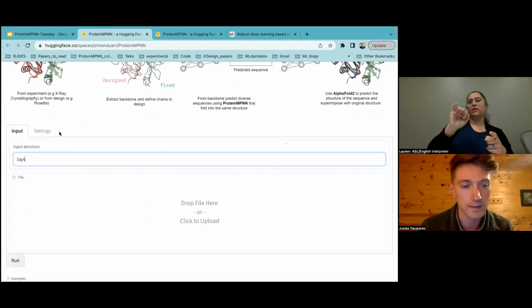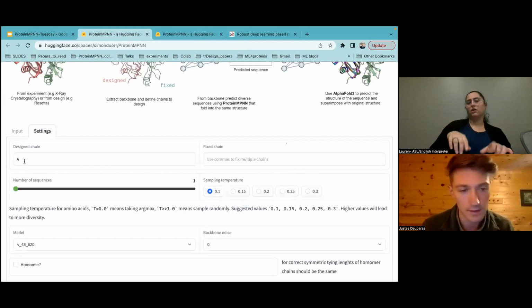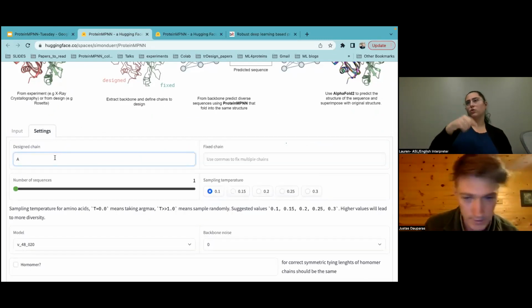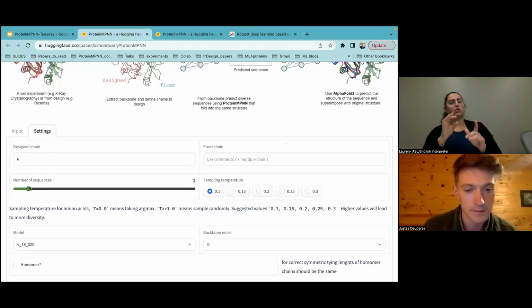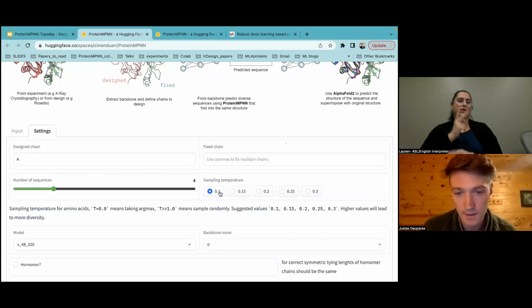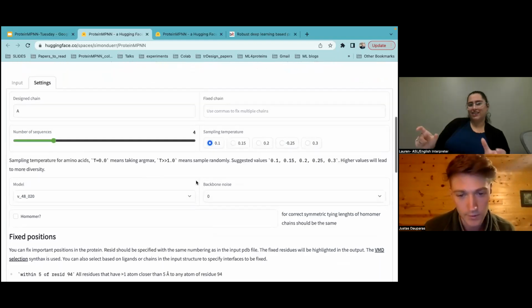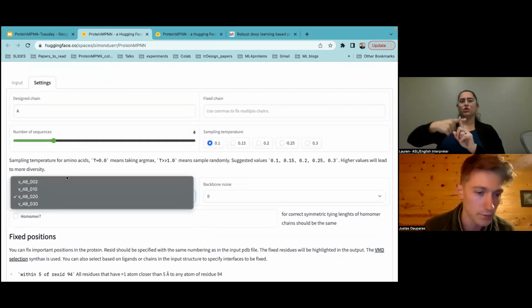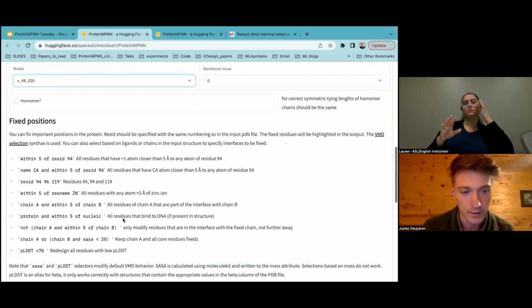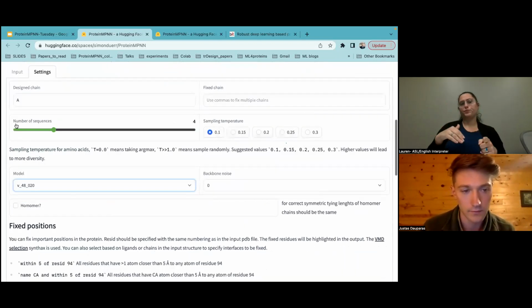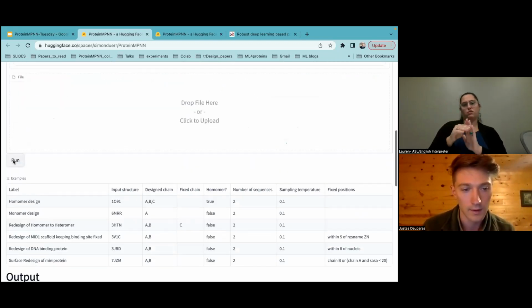1QIS was the code. And if we go to the settings, we can choose which sequence to design. In this design, there's only one chain, so let's design 4 sequences. Use the sampling temperature; let's go with a smaller sampling temperature. We can choose what sort of model to use, and I'll talk about these different models trained with different amounts of noise. So let's use the default, and then we can just run the model and design sequences.